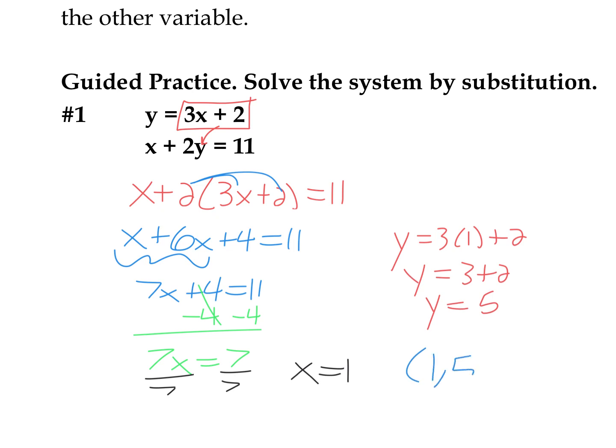It's 1 comma 5. If I graphed those two equations, they would intersect and cross at that point 1 comma 5. Write it as an ordered pair, x comma y. Our solution for the system is x is equal to 1, y is equal to 5. We could check that. We could take this and plug it back in to both equations. Make sure it solves both equations, right? The solution should be the only ordered pair that works in both of those equations, 1 comma 5.